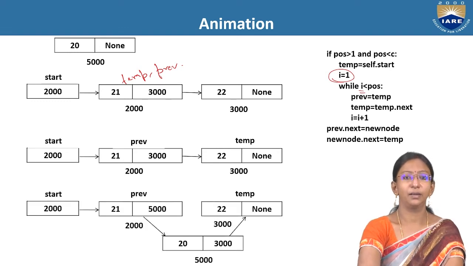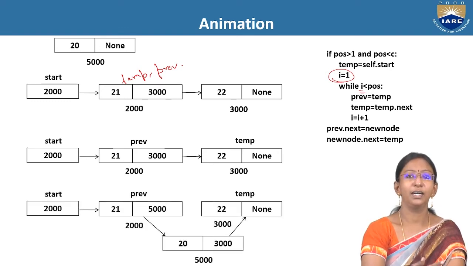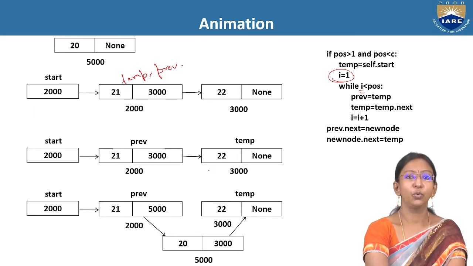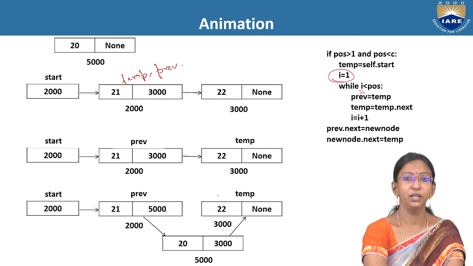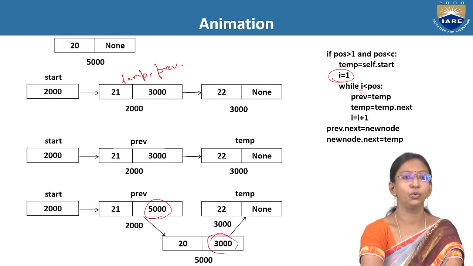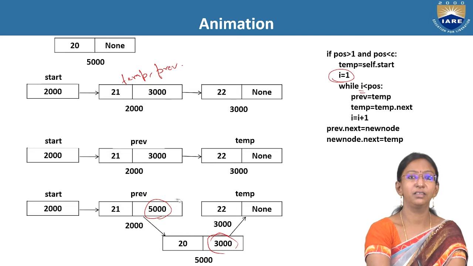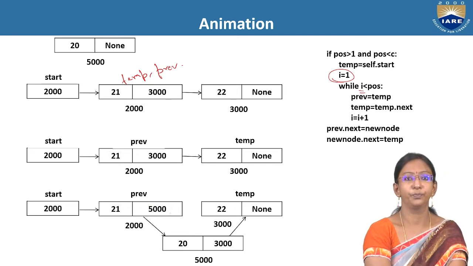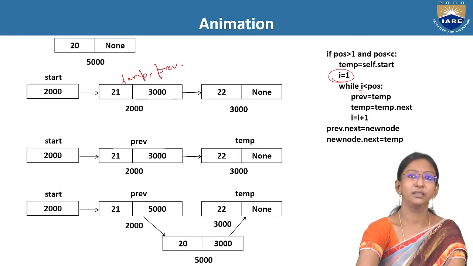Okay, next. Once I do that, I have stored the two things I need. I have to store the address of the new node in previous next. I have to store the address of temporary in the new node's next. These are the two steps. Thereby, I have inserted the new node at position 2. Right? This is inserting a node at a given position.